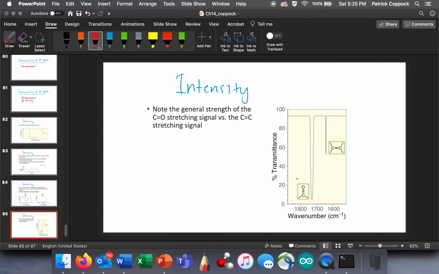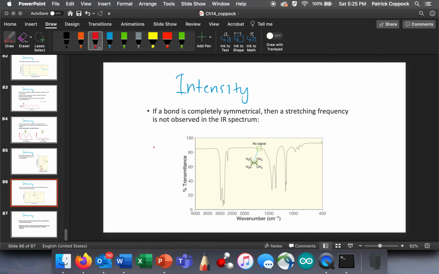So here's a carbon-oxygen double bond. Here's a carbon-oxygen double bond and a carbon-carbon double bond, right? And clearly the carbon-oxygen with an electronegative element is going to be much more polar than this, which is nonpolar, right? So the first thing that affects the intensity is the polarity of the bonds. And let's point out one more thing about that.